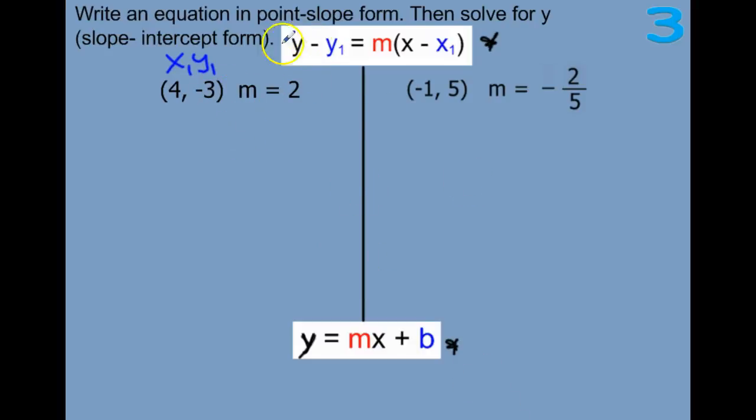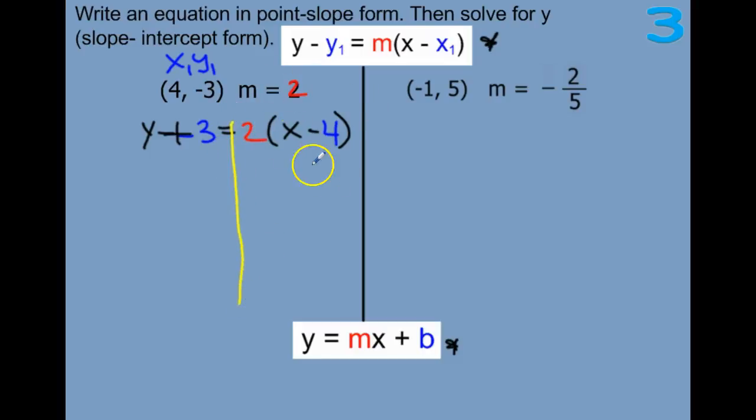So I'm going to write y right here minus y1. Our y1 is really a negative 3. We know 2 negatives there make a positive. And then it says equals our slope, m, and m is 2. Then there's a parentheses, and it says x, the letter x, minus x1. And x1 is really, right here, 4. So that's written in point-slope form. Now we need to solve for y. We need to get the letter y all by itself.